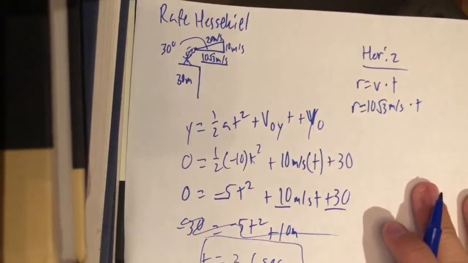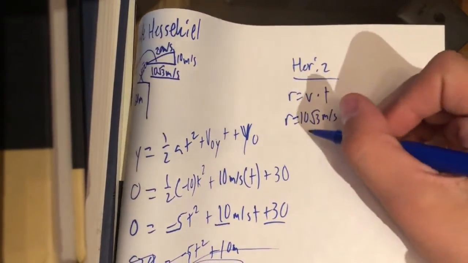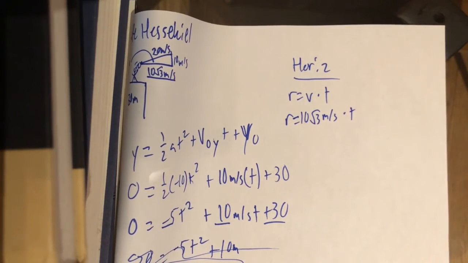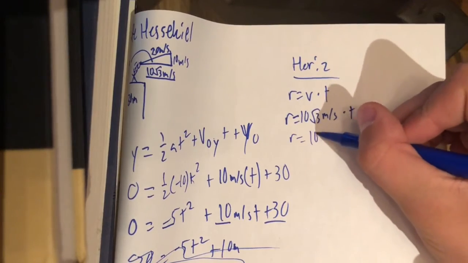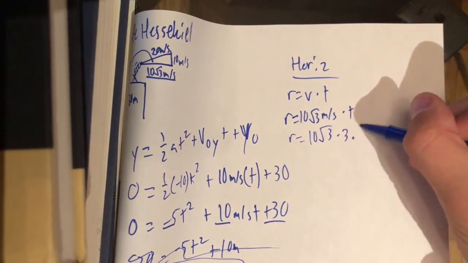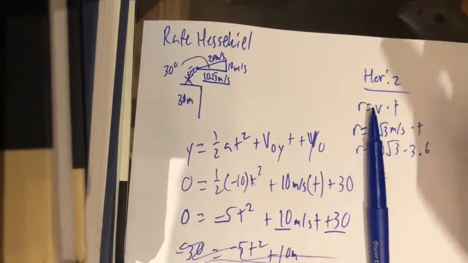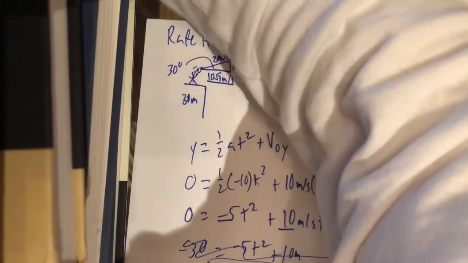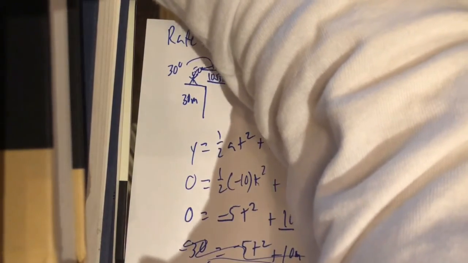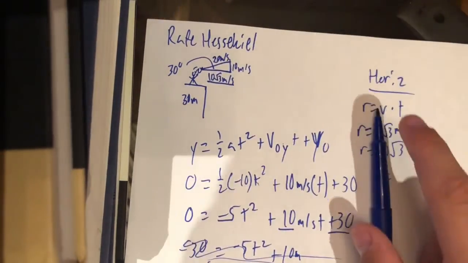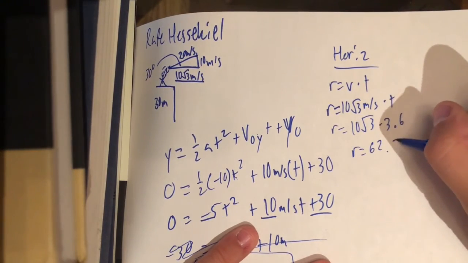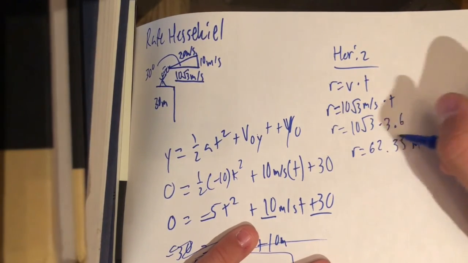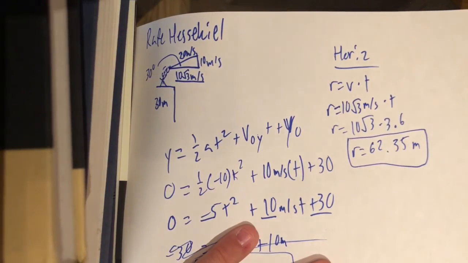Then we can use that to come over here and fill in the rest of our equations. So we have the range equals 10 root 3 times 3.6. Now, if we use the calculator, we can go 10 root 3 times 3.6, and for that, we get about 62.35 meters. And that is our final answer.